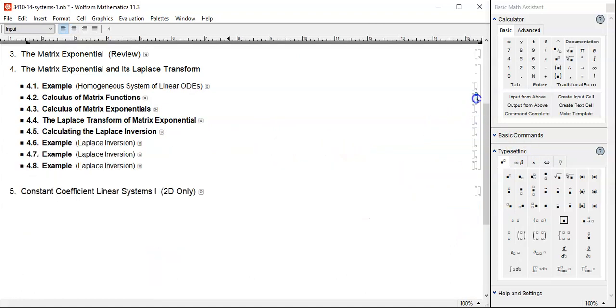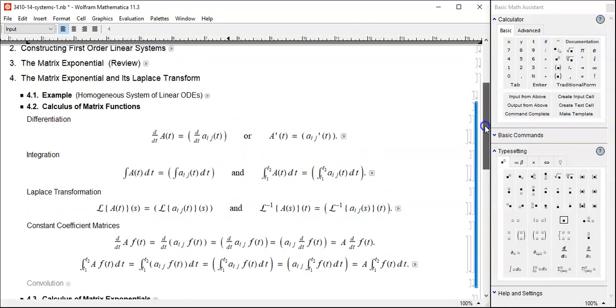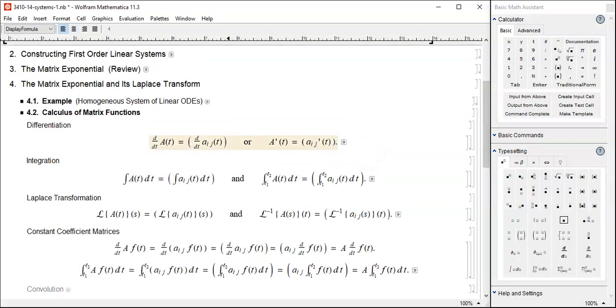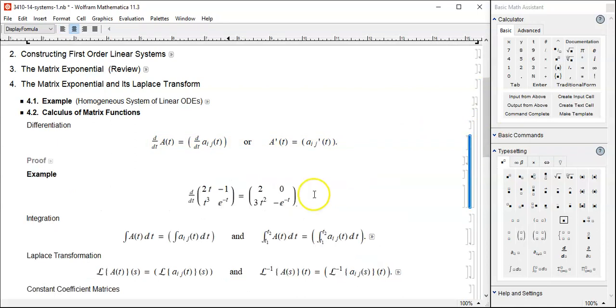So let's go ahead and do that. Calculus of matrix functions. Let's cover that, and then we can go over to the conclusion. Okay, let's begin. First, differentiation. The derivative of the matrix function we can simply find out by taking the derivative of each entry. Here's an example. This is a 2 by 2 matrix function, so we have to take the derivative 4 times, one for each entry.